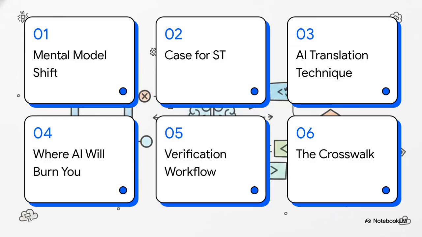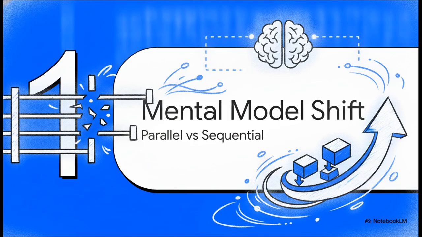So here's our roadmap for today. First, we'll hit the mental model shift, then the case for structured text, followed by the AI translation technique. Next up, where AI will burn you. Then we'll cover a strict verification workflow, and finally, your next step, the crosswalk. Let's get to it. All right, part one, the mental model shift.